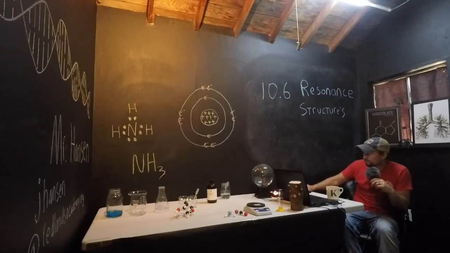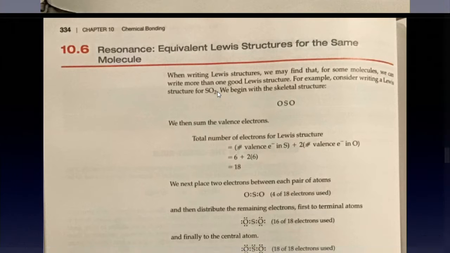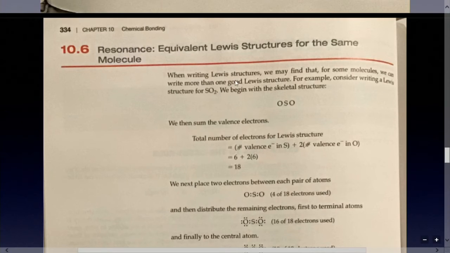Follow with me in the book here, 10.6. Again, when you're writing the Lewis structures, you're going to find that sometimes there's more than one good Lewis structure. For example, let's say you have SO2. This is not SO2 with a minus charge or anything like that. Be careful what you're looking at, because there is such a thing as SO2 with a -1 charge. But this is just SO2, sulfur dioxide. We would first write the skeletal structure like this, remembering that we want some symmetry, and so it makes sense to put the 2 oxygens just outside of the sulfur.